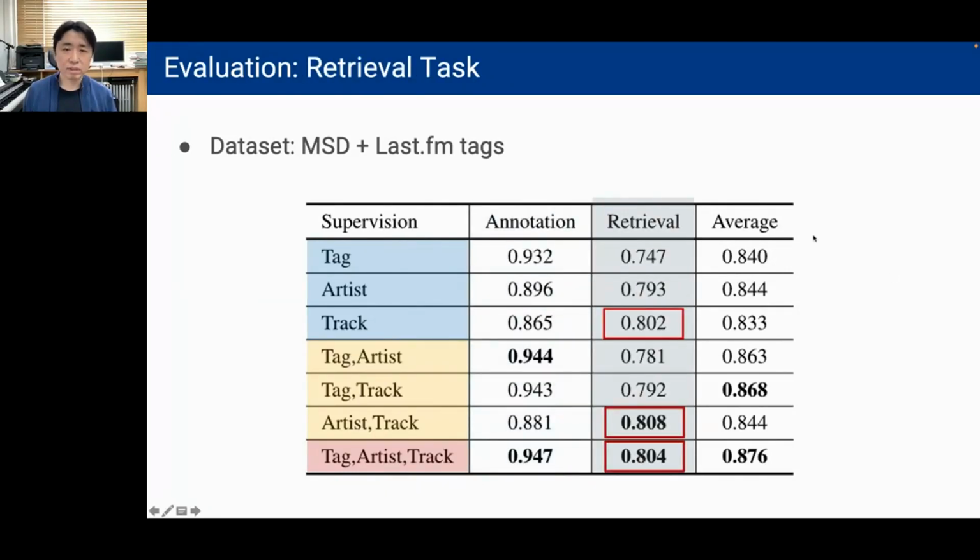In the retrieval task, the trend is different. In the blue group, track supervision worked best. This is probably because the retrieval task predicts tracks, which is more music specific than the tags. In the yellow group, a combination of artists and tracks works best for the same reason, and accuracy is slightly better than that from the tag supervision only. When tag, artist and track supervision are used all together, unlike the annotation task, accuracy is not the best. This is probably because tag supervision kind of weakened the musical specificity.